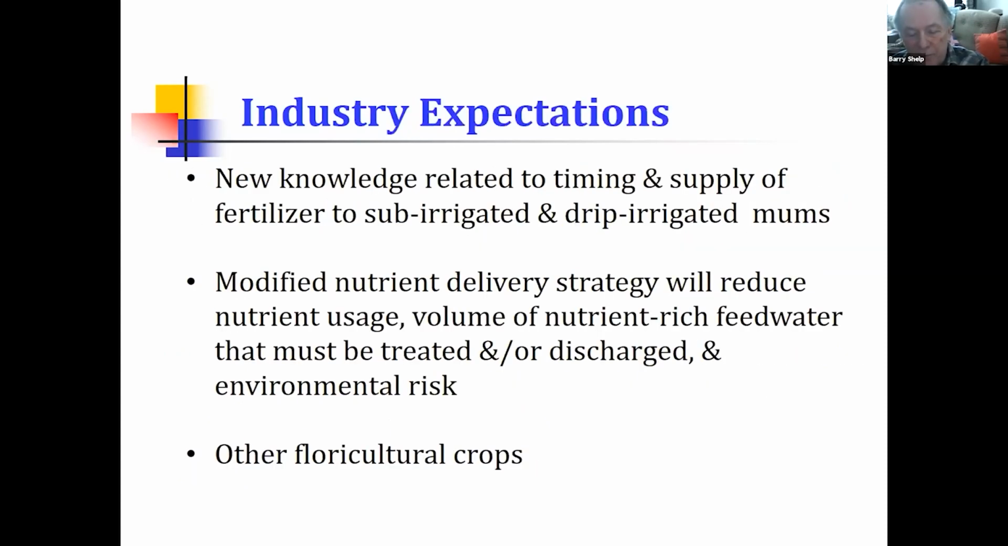We expect from this research that we will provide new knowledge related to the timing and supply of fertilizer to both sub-irrigated and drip-irrigated mums, and that the nutrient strategy will reduce the nutrient usage, the volume of nutrient-rich feed water that must be treated and or discharged, and the environmental risks, particularly with nitrogen, phosphorus, boron, and molybdenum. In future, we hope that this strategy can be applied to other floricultural crops.